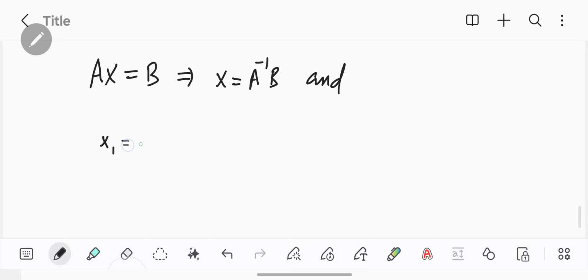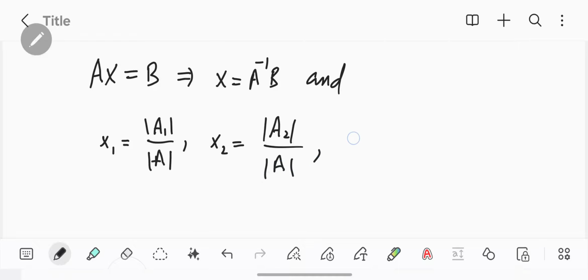Hello. In the previous video, we talked about Cramer's rule and we proved a theorem that if you have a system of equations Ax = b, then x = A inverse b, and we can find x1 = determinant of A1 over determinant of A, and x2 = determinant of A2 over determinant of A, and similarly x3 = determinant of A3 over determinant of A. If you have other variables also, you can find them in a similar pattern.